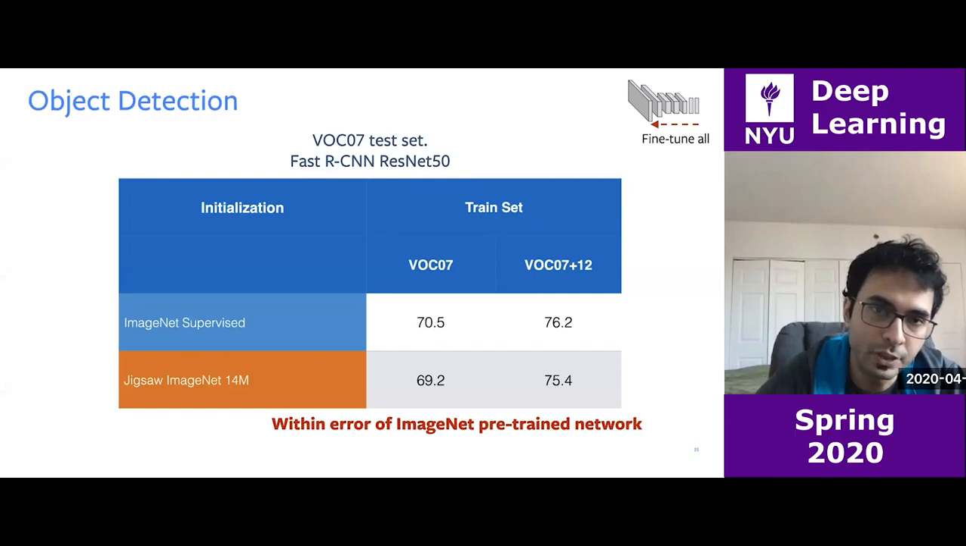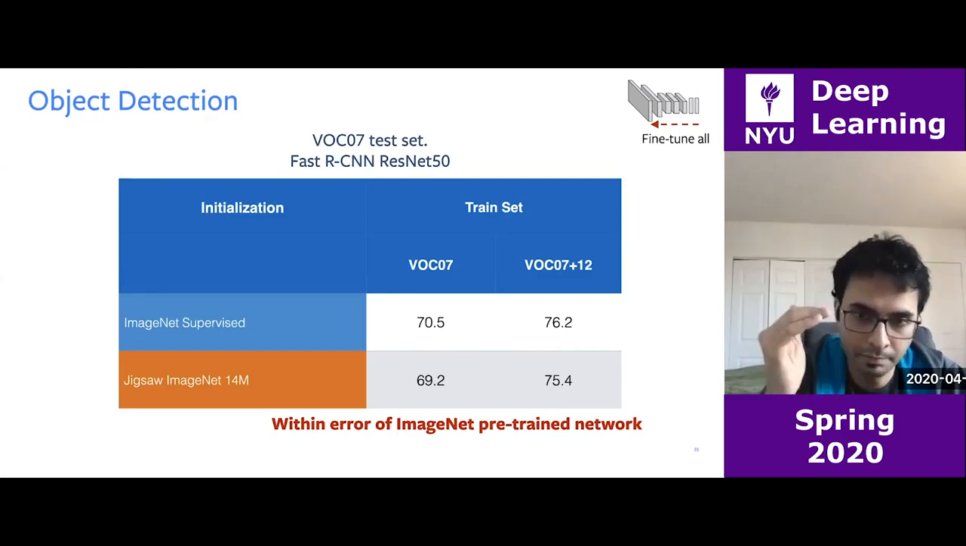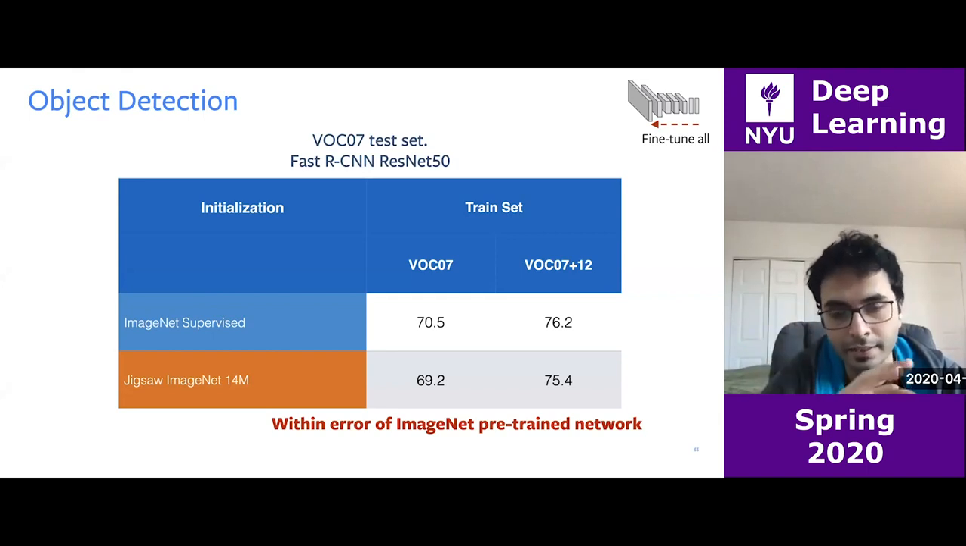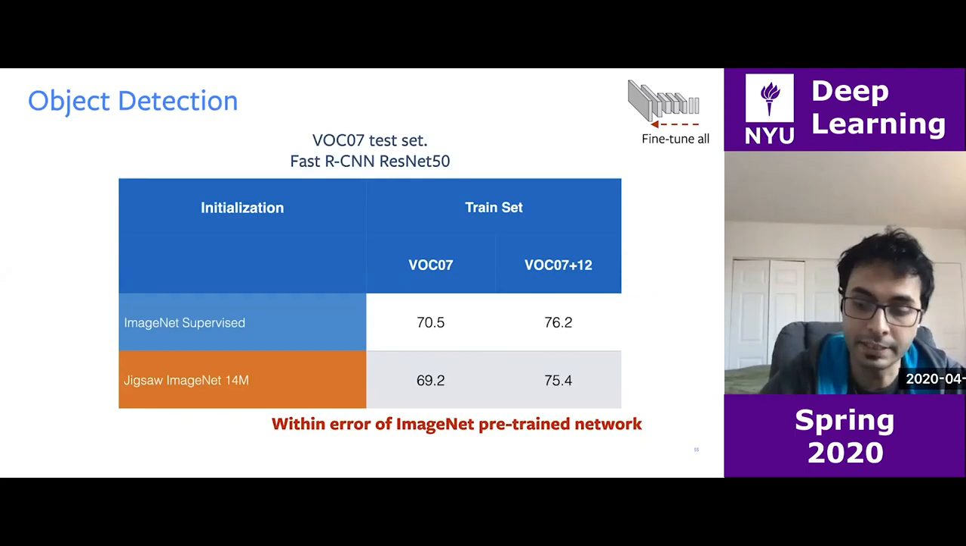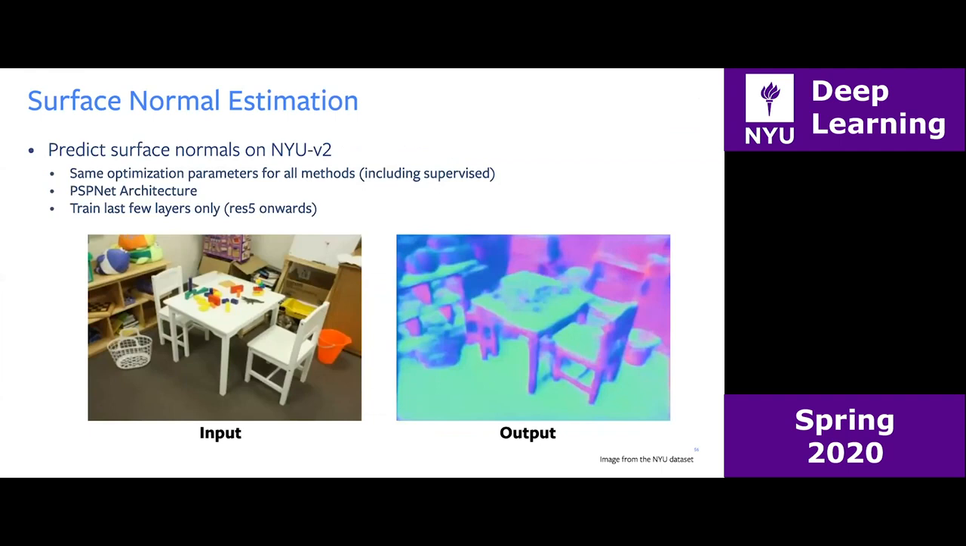And to put this in context, for semantic feature learning in computer vision especially, object detection is considered the benchmark dataset to do really well on. And when we published this result, it was the closest anyone had ever come to supervised pre-training in terms of detection.